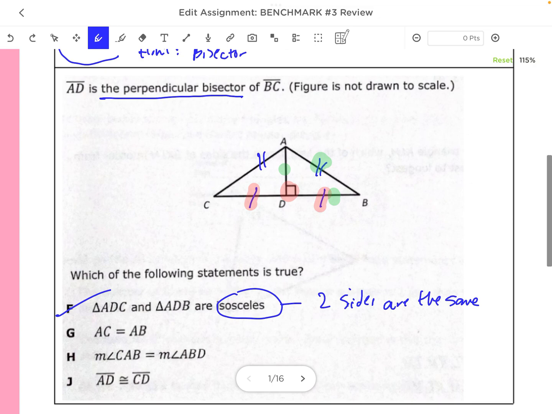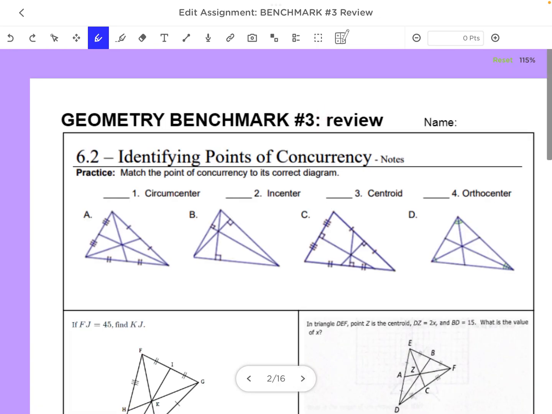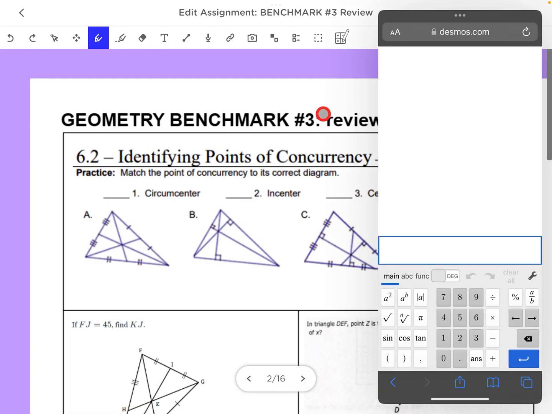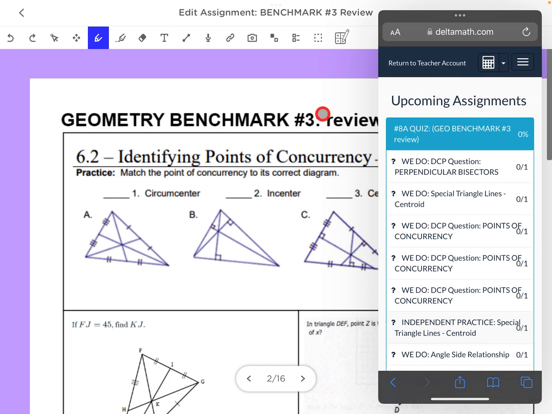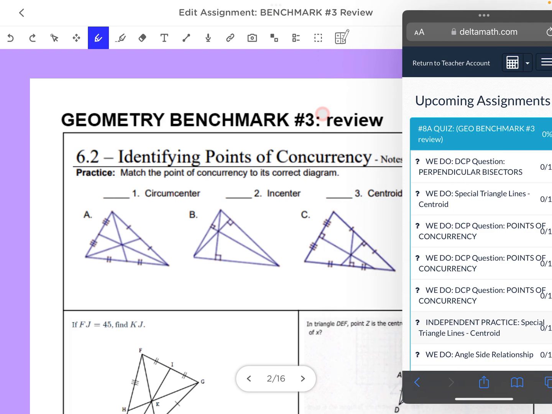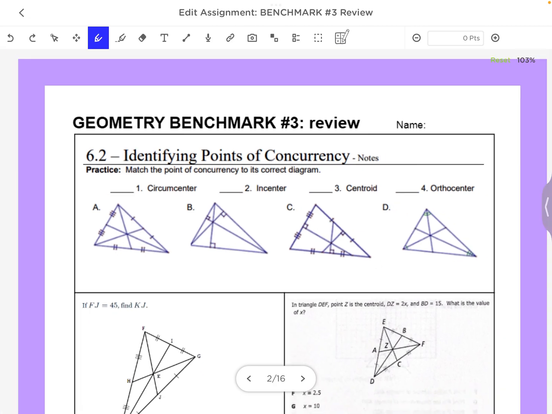All right, next, this one says AC equals AB. So AC and AB, and yes, that is a correct answer. So that is our answer right over there: AC equals AB. If you look at our Delta Math, let's take a look at our practice over here. We don't have any practice problems for that perpendicular bisector. Now let's move on to the next one, which is identifying points of concurrency.